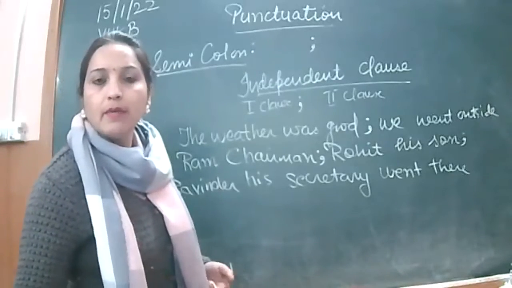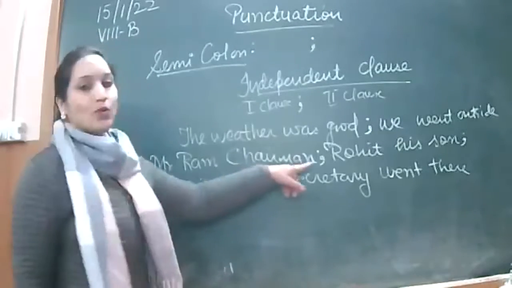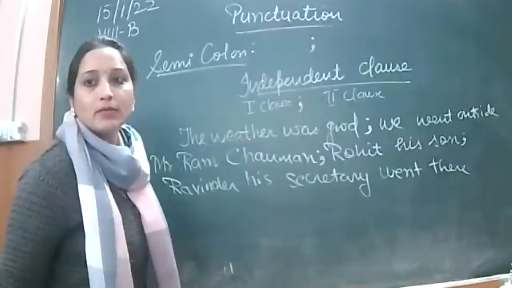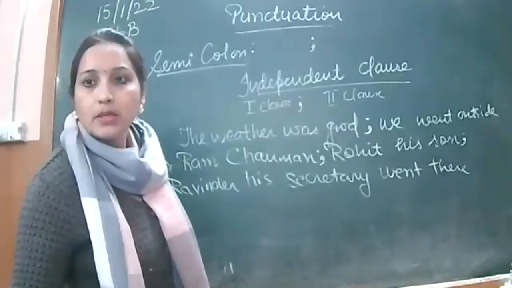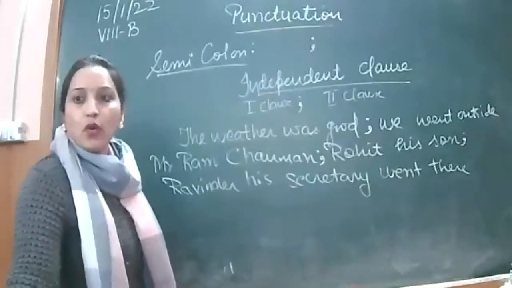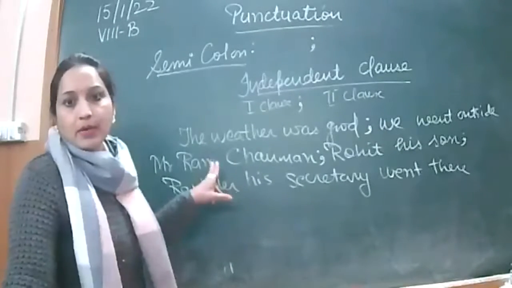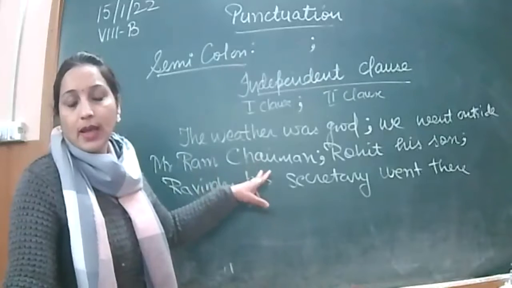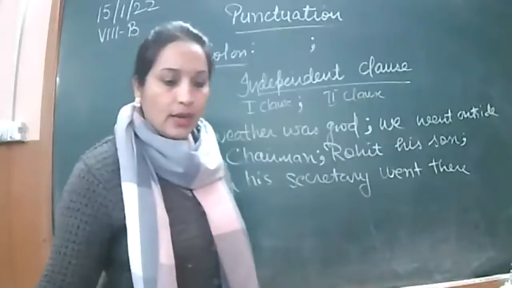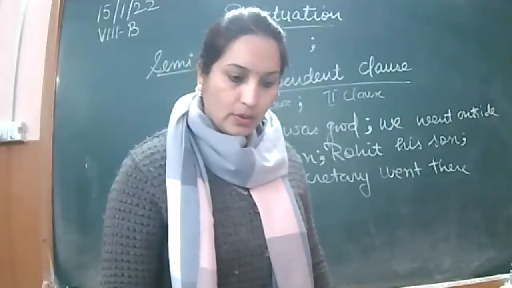When persons are given, here you are not supposed to use commas. This is the rule that you have to follow. That's why you don't score good marks in punctuation, because you don't follow the rules properly. You have to follow proper rules. When persons along with apposition are given, then semicolon. When two independent clauses are given, then you can use semicolon.